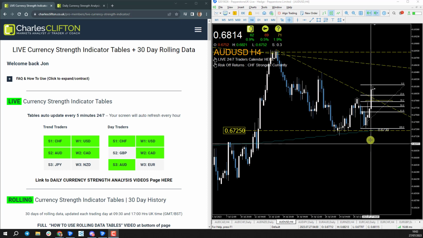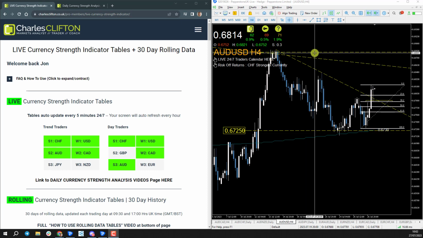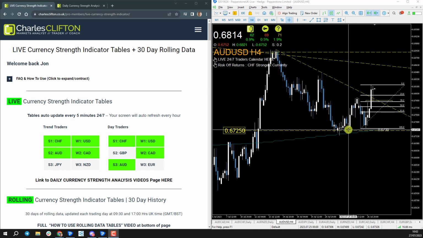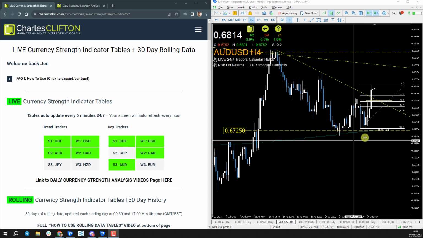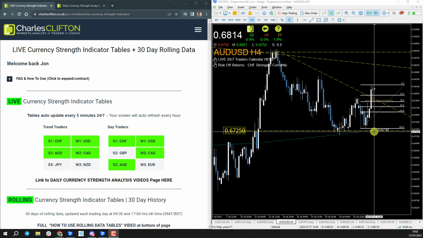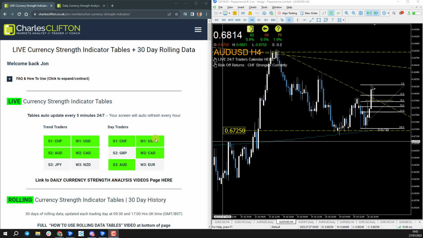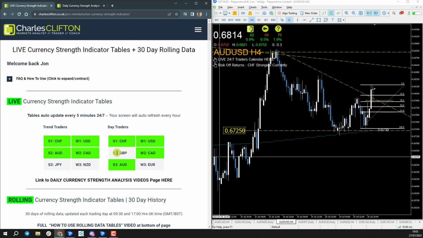But from a technical perspective, we've created a new high, we've broken through trendline resistance, and we've created a higher low after finding support at 67.25 plus the 200 moving average. So you can see how you could build a potential position here. The only thing I don't like is we are S3 on the day traders at the moment. I would like it to appear as S2.